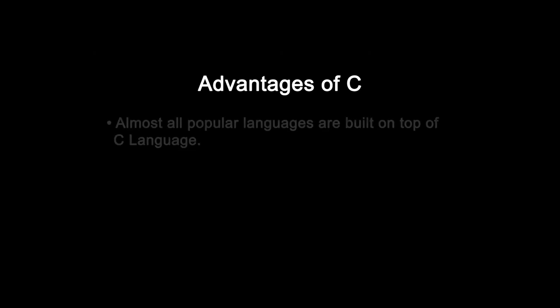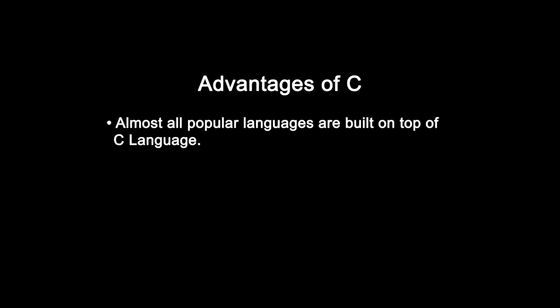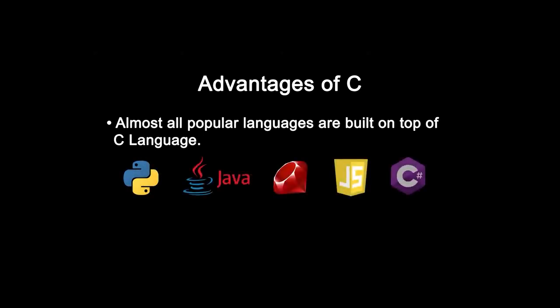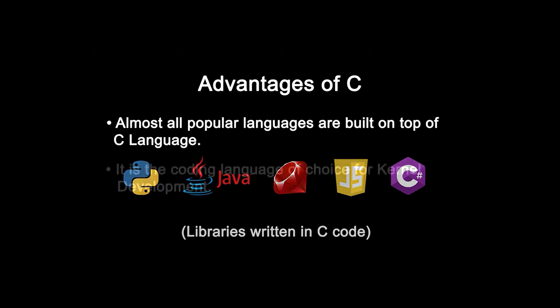Now let's move on to the advantages of C. Almost all popular languages are built on top of the C language, like Python, Java, Ruby, JavaScript, and C Sharp. All these languages are C-level languages. It means their libraries are written in C code, which then translates to a higher level language, which is then called JavaScript or Java.